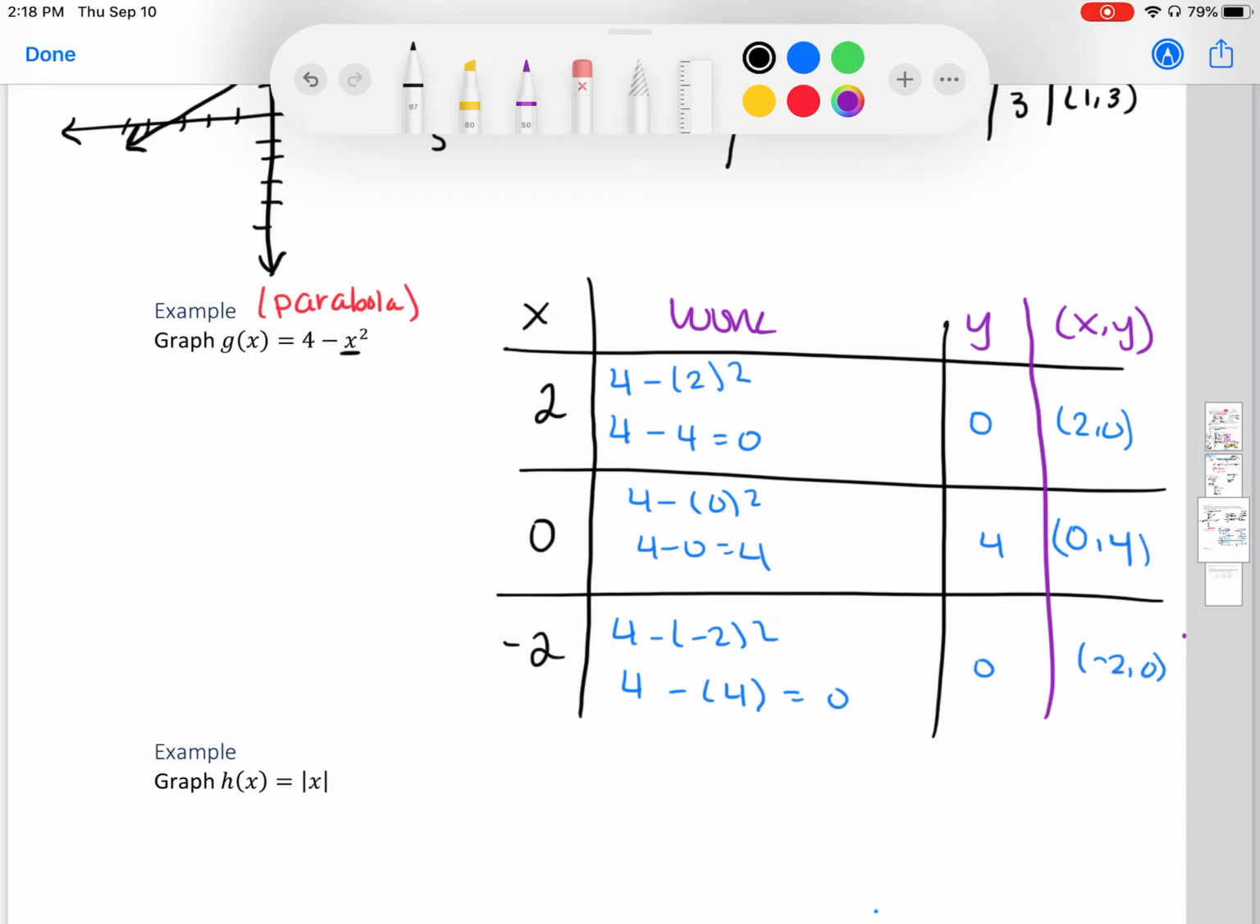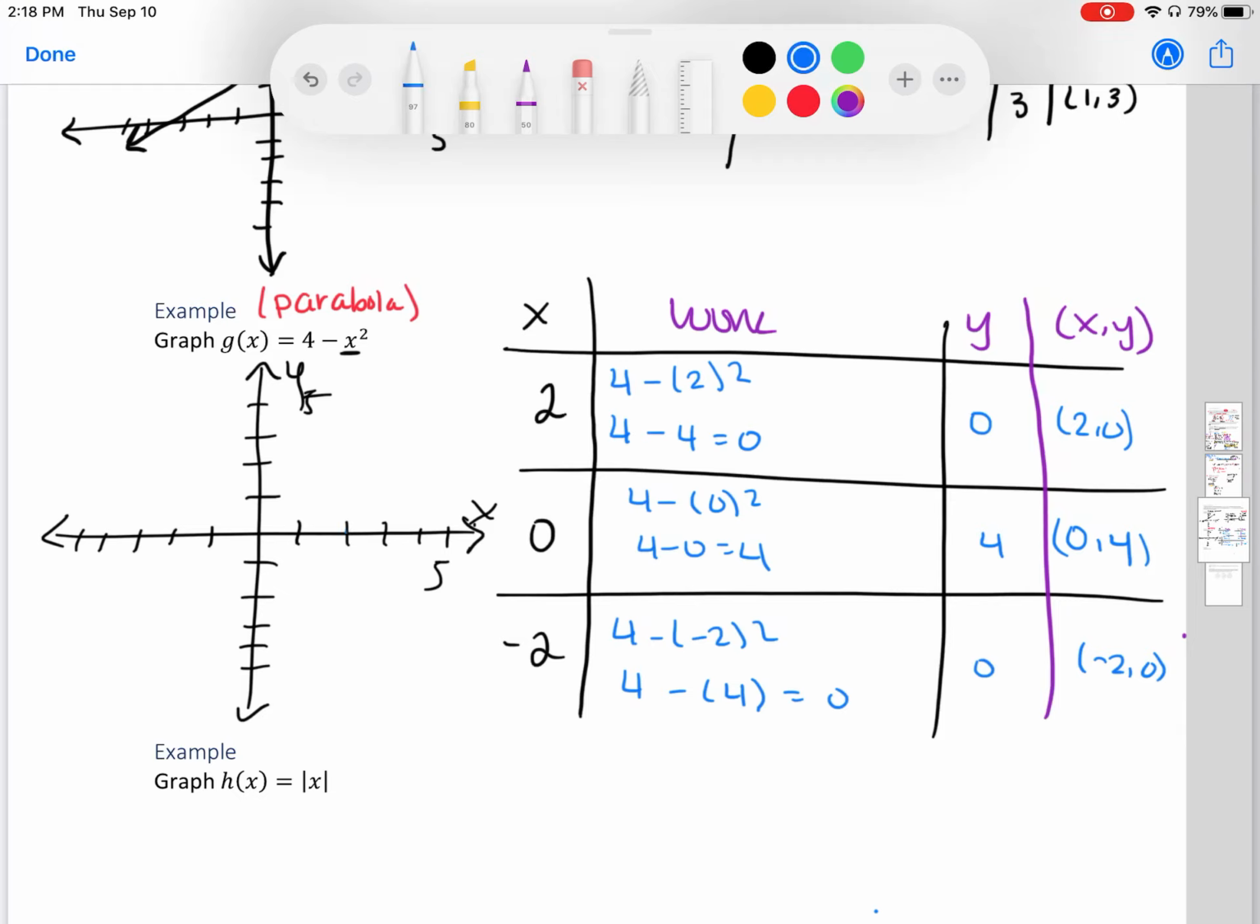Let's go ahead and plot these. So let's draw a Cartesian plane. I think 5 tick marks on each side should be enough. Okay, let's plot these points. We have (2, 0), (0, 4), and (-2, 0). Okay, this is our graph. It's a U-shaped figure and it's opening down.